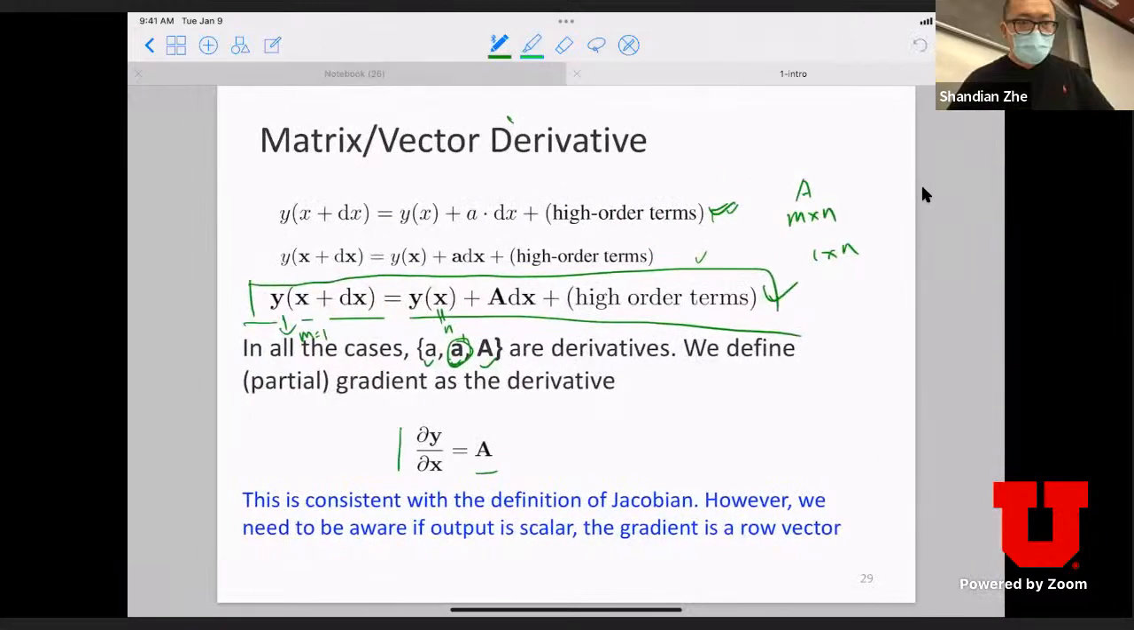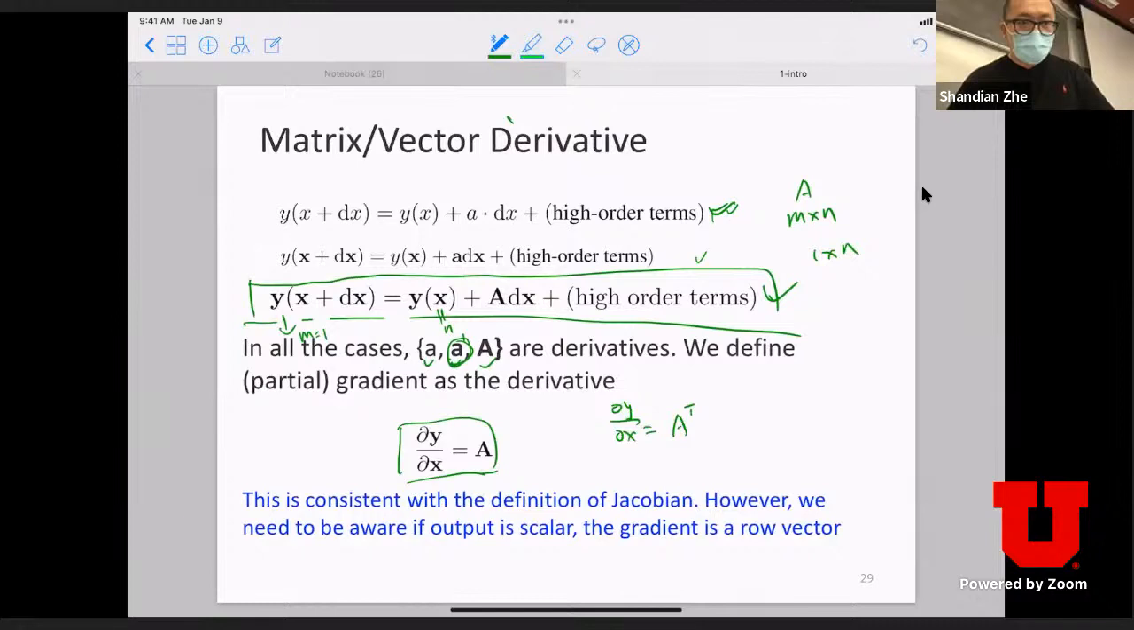So you will see some books or references, they do not define the derivative as the Jacobian. They define the derivative as the transpose of the Jacobian. Yeah, these inconsistent notions confused me for quite a while when I reached this topic.